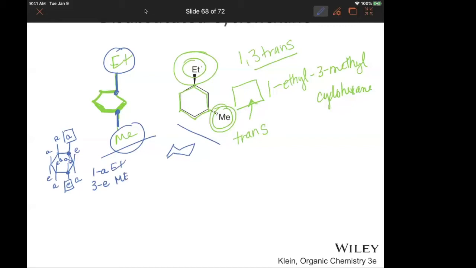We convert that to our chair conformation. We draw our chair, and on carbon number 1, and you can pick any carbon to be number 1, carbon number 1, we have an axial ethyl group. And then on carbon number 3, and again, you can go either direction, you need an equatorial methyl group. And so that would be the chair. And if we draw the ring flip, we just do this pattern backwards where we go off this side.